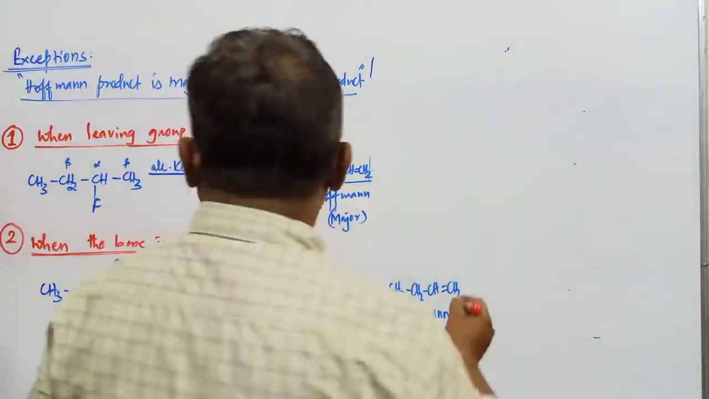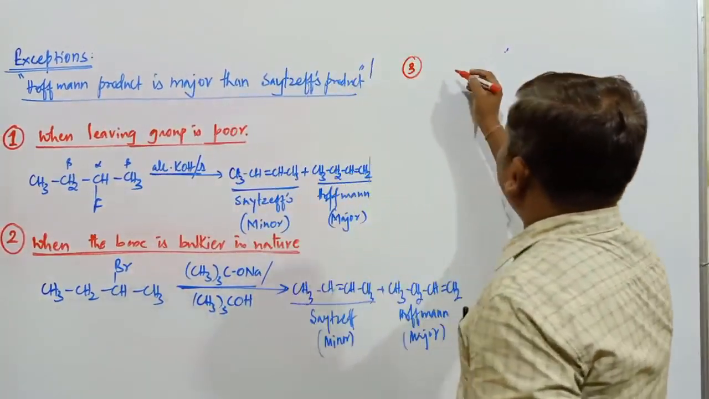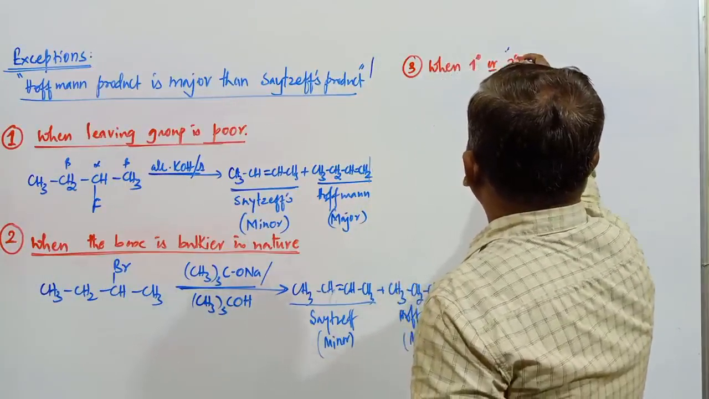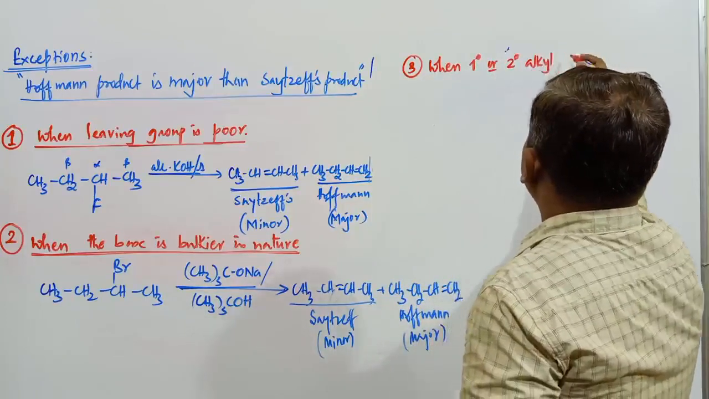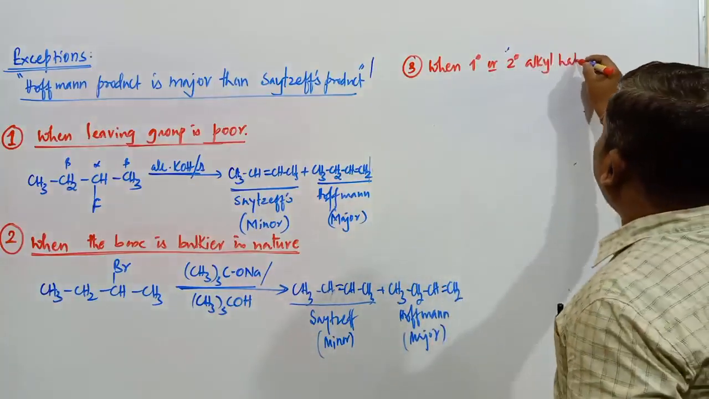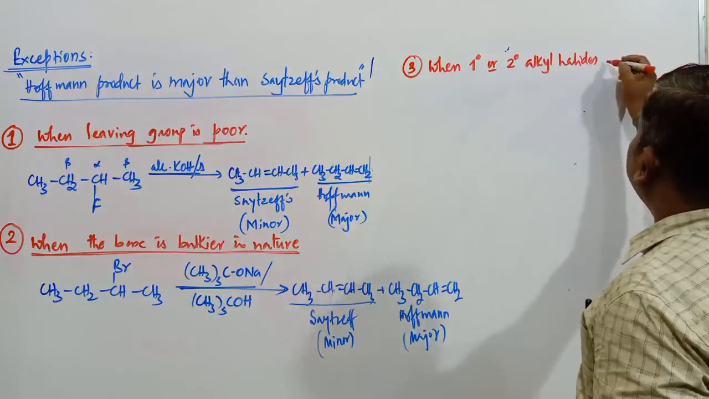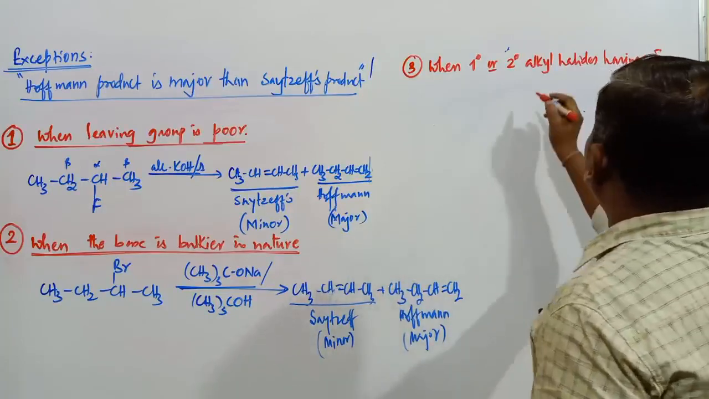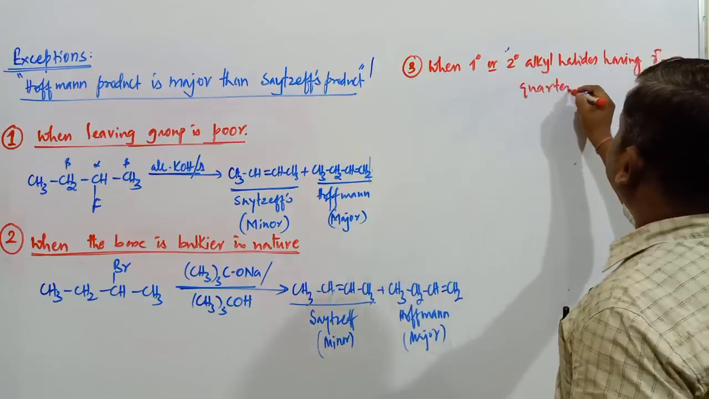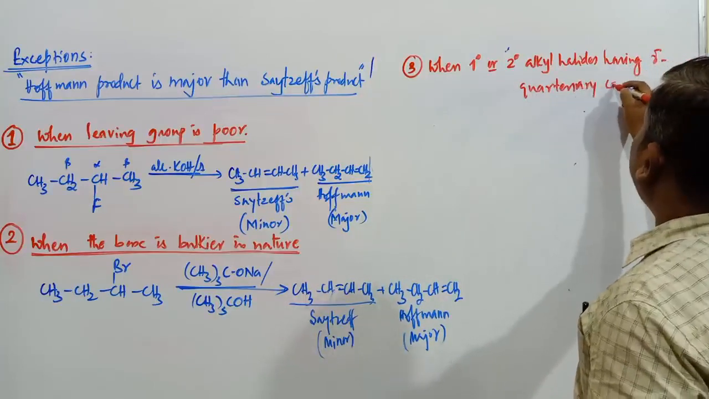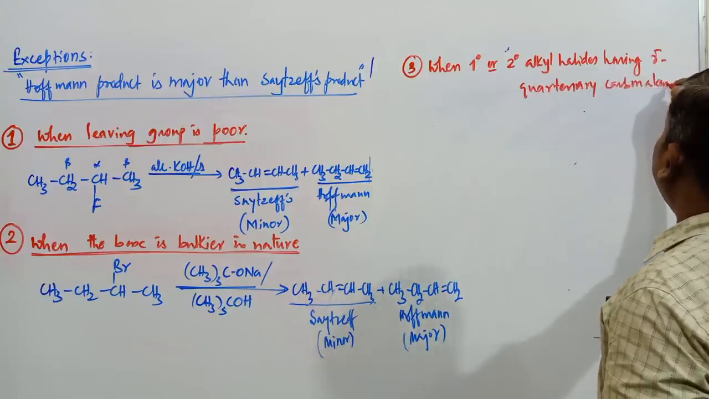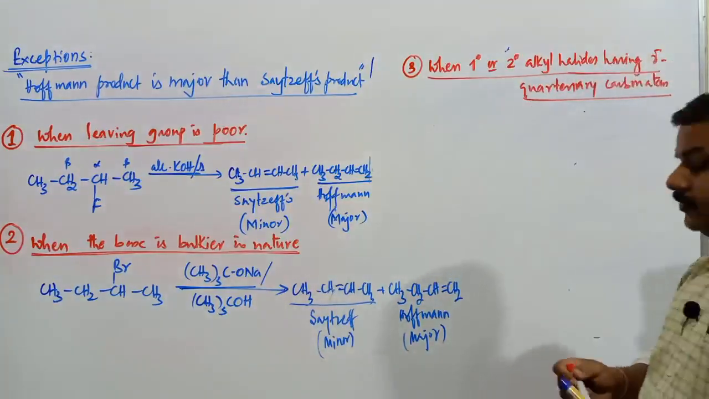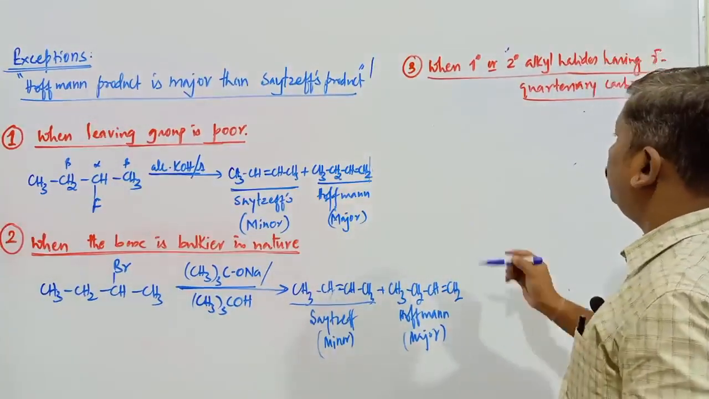Next condition: when primary or secondary alkyl halides having gamma quaternary carbon. Wherever such a condition is going to be used, in that case also, the Hofmann product is going to be the major product. I'll go with an example here.